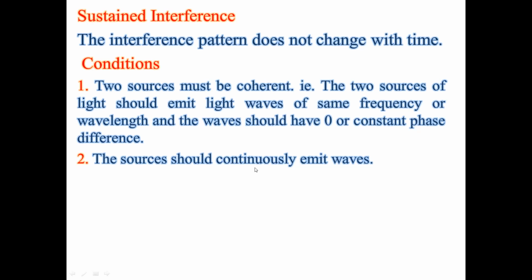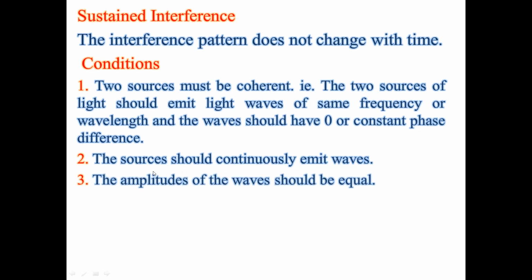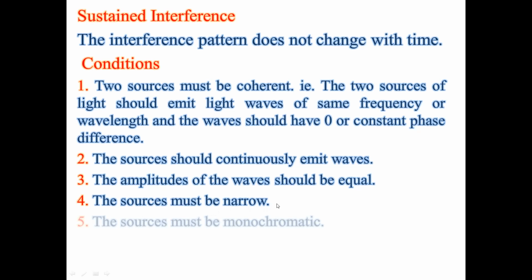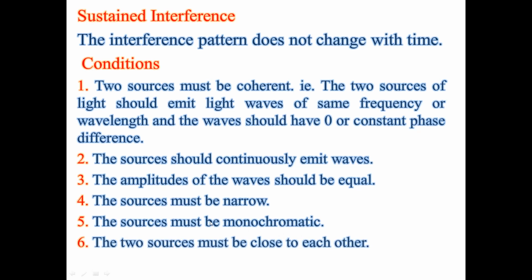Second one is sources should emit waves continuously. Number 3, amplitudes should be almost equal. Number 4, sources must be narrow. Number 5, sources must be monochromatic. Number 6, the two sources must be close to each other.